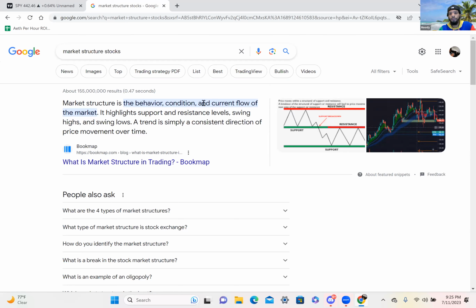So the current flow is, oh, that's what I said. See, because the flow came in. The condition is going to be whether it's in a consolidation period or whether it's in an uptrend or a downtrend.